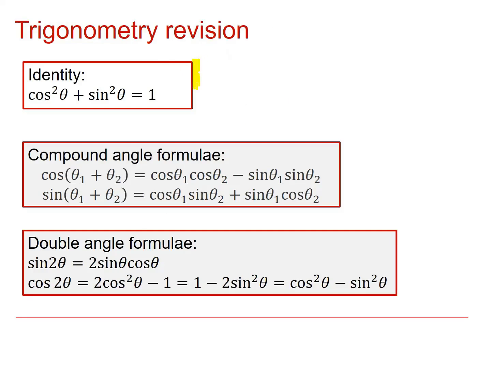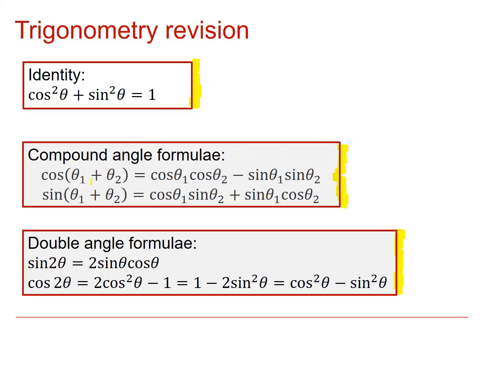You should know this one here. Cos squared plus sine squared is equal to 1, whatever the value of theta. You should know this one, although it is covered in the second year of mathematics, and you may not have met them yet, but we are going to use them nevertheless.